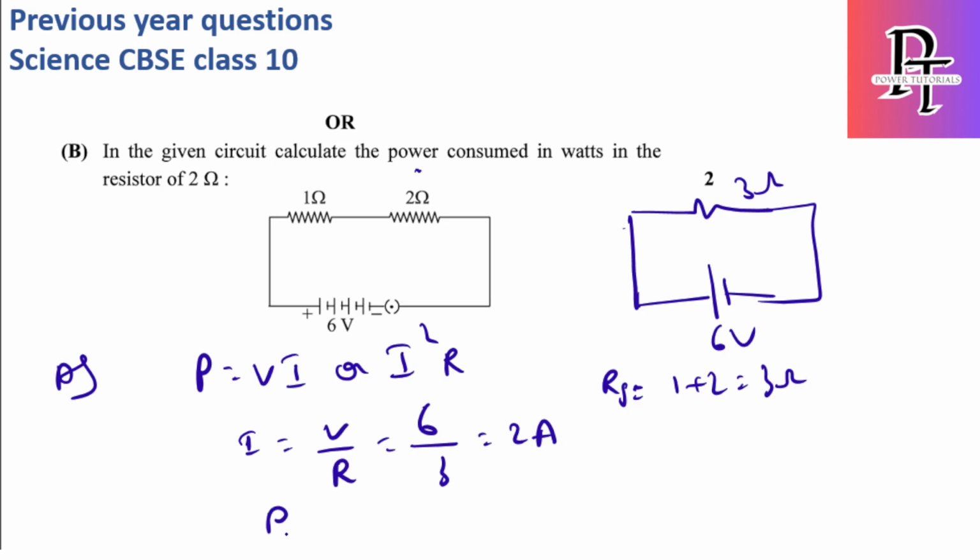So power at 2 ohms is equal to I square into R, that is 2 square into R, which is 2, sorry. 2 square is 4, 4 into 2, which is 8 watts. Okay, so the power consumed for the 2 ohm resistor is 8 watts. Let's solve the last question.